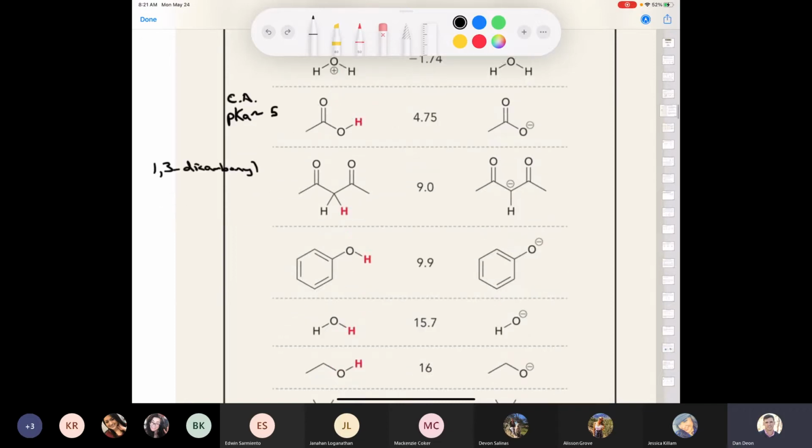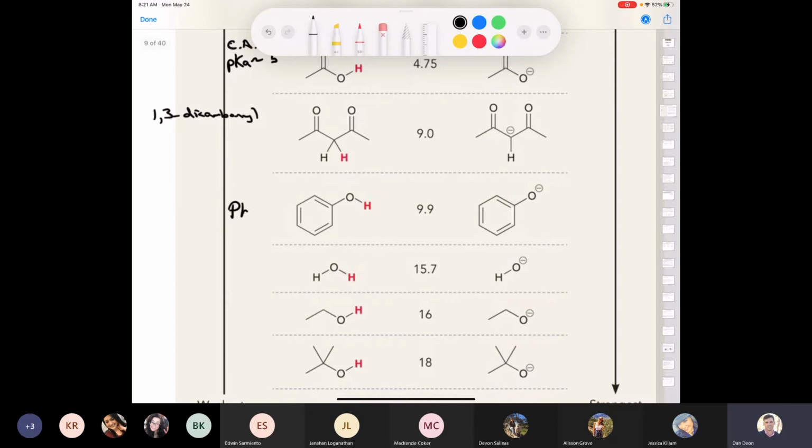Anyhow, the next one is a phenol. This molecule is just plain old phenol. It's got a pKa of around 10. The way that I remember that is I think phenol looks like the number 10 backwards. I don't know.